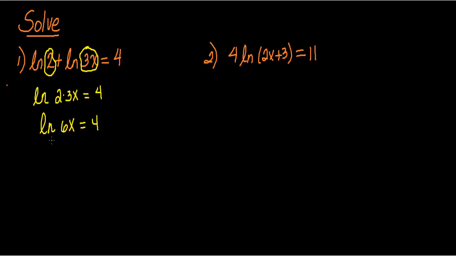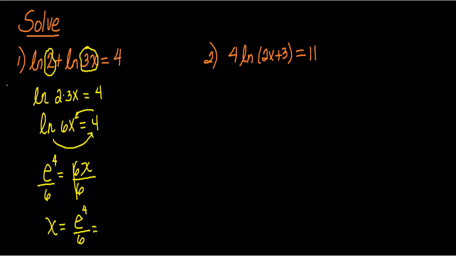I can turn this into an exponential expression. So I have e raised to the 4th power equals 6x. Now to isolate x, we have to divide both sides by 6. So x is equal to e to the 4th power over 6.